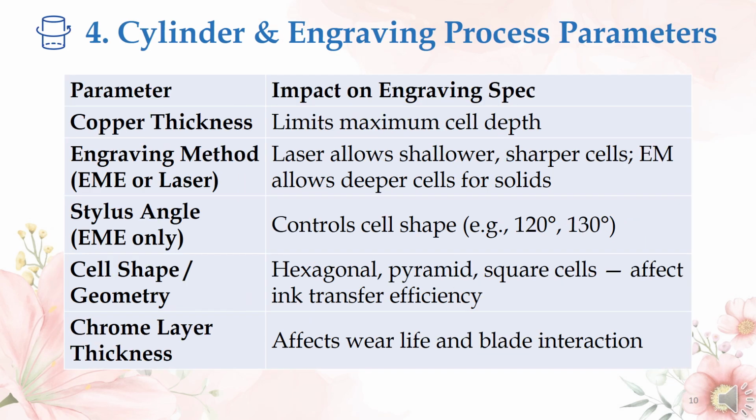Now let's discuss impact of cylinder and engraving process parameters on engraving specs. Copper thickness limits maximum cell depth. Laser allows shallower, sharper cells. Electromechanical allows deeper cells for solids. Stylus angle controls cell shape. Hexagonal, pyramid, square cells affect ink transfer efficiency. Chrome layer thickness affects wear life and blade interaction.